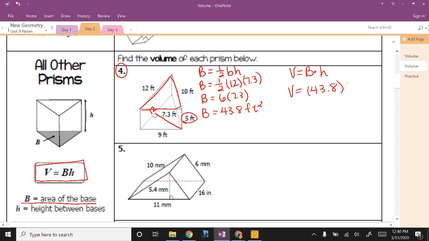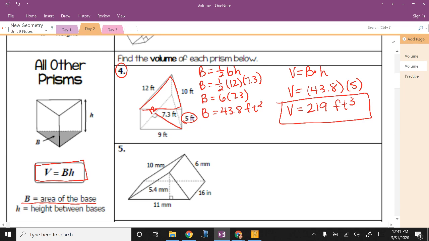So 43.8 times 5. Use my calculator. And I'm getting, that comes out to be a nice whole number, 219. And volume is in cubic units. So this is going to be 219 cubic feet.